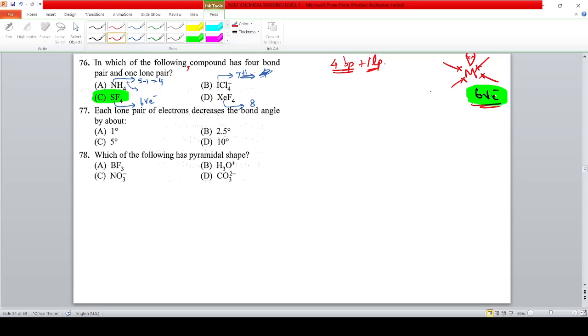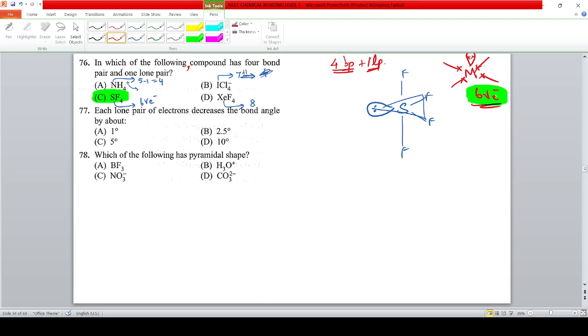Otherwise, if you remember the structure, sulfur has 4 bond pairs: 1, 2, 3, 4. And the 5th and 6th electrons are present as a lone pair. Seesaw shaped. So 4 bond pairs and a lone pair are around sulfur. Right. Next, question number 77.